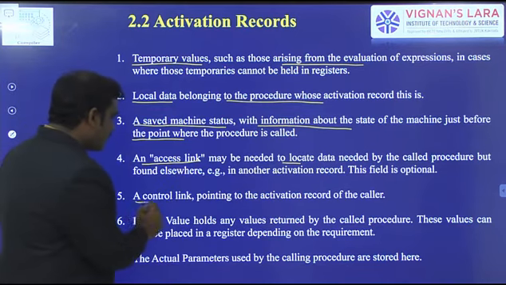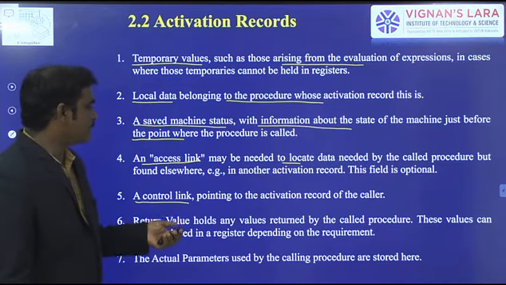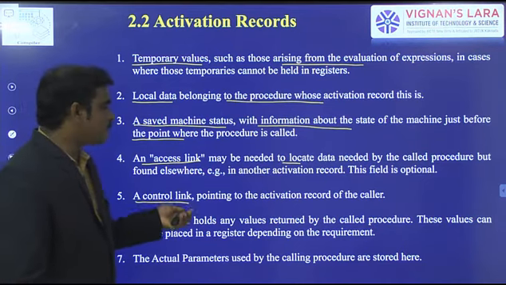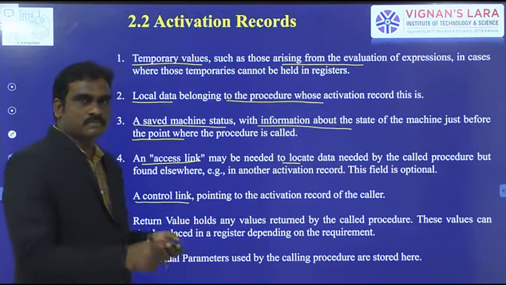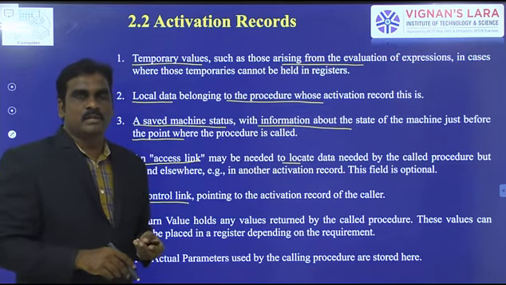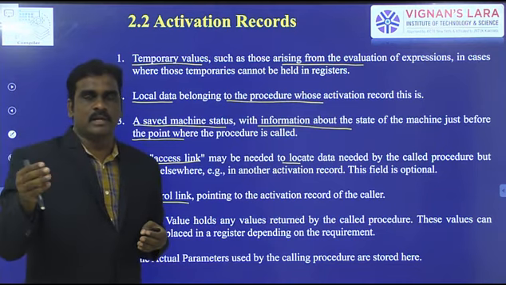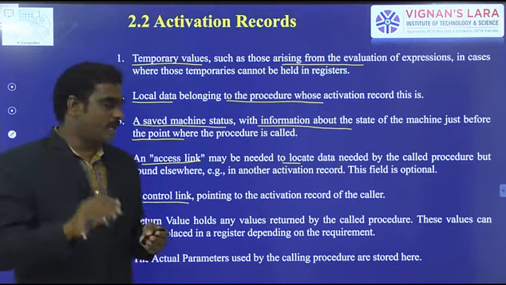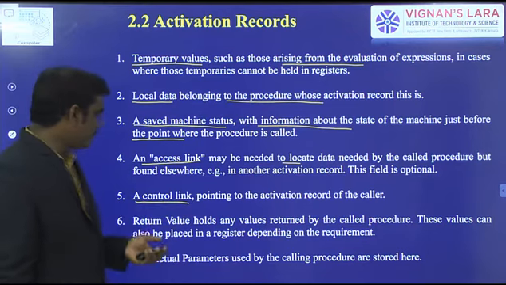And a very important point is the control link. This is a very important field. The control link points to the activation record of the caller. So it links one activation record to another activation record. How it is linked is with the help of the control link field.